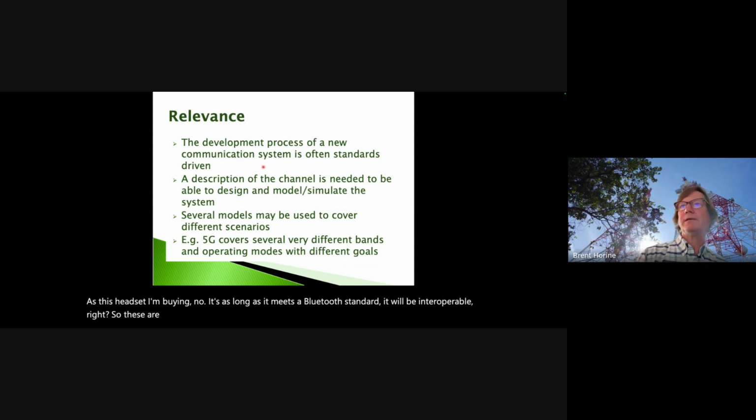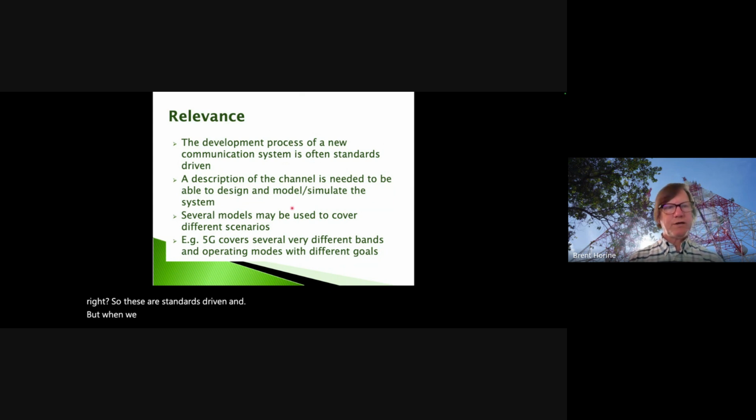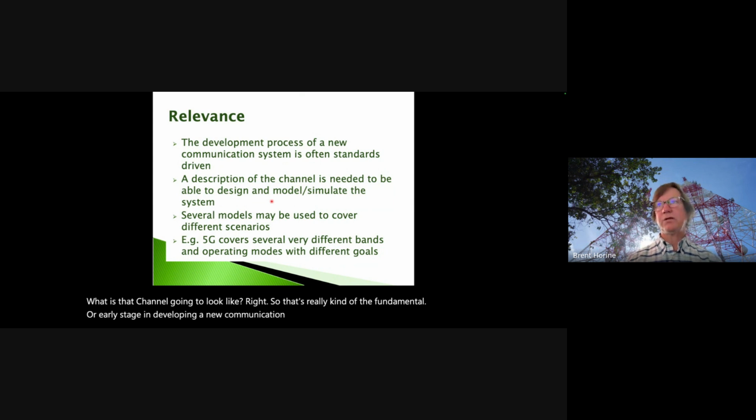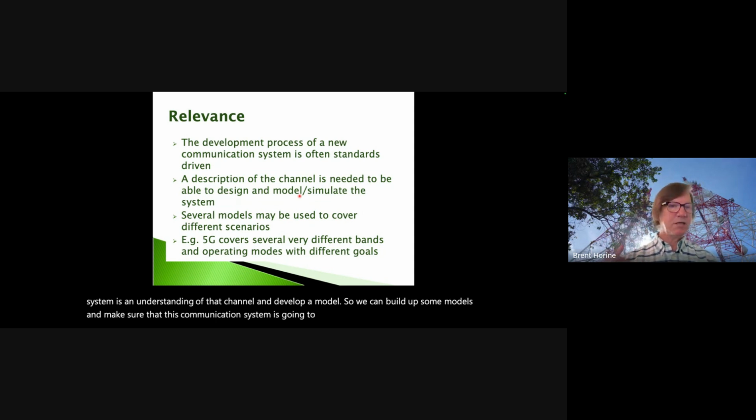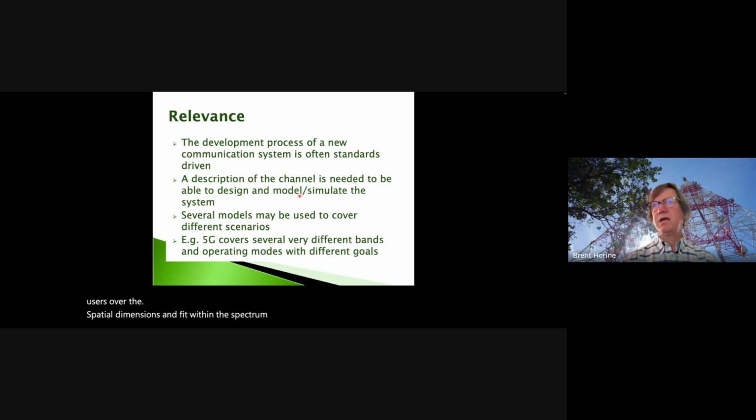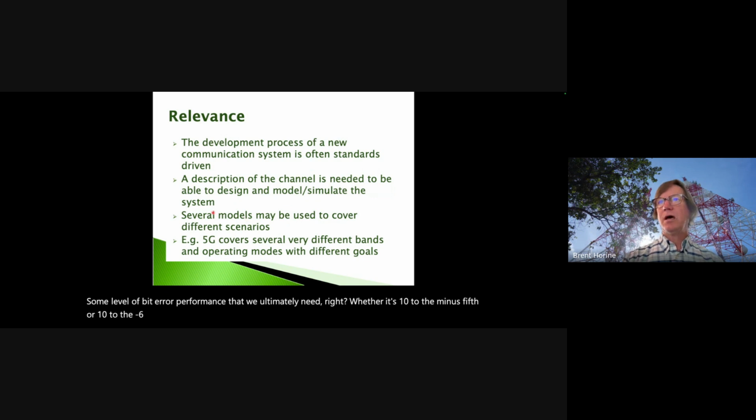So these are standards driven, but when we develop a standard, as we're developing all these techniques in this communication system, we've got to determine what that channel is going to look like. That's really the fundamental, early stage in developing a new communication system or an evolution of one: an understanding of that channel, and developing a model, so we can make sure the system is going to support the data rates, the number of users over the spatial dimensions, and fit within the spectrum and power constraints that we have. And to achieve the level of bit error performance that we ultimately need, whether it's 10 to the minus fifth or 10 to the minus sixth bit error rate, or whatever.